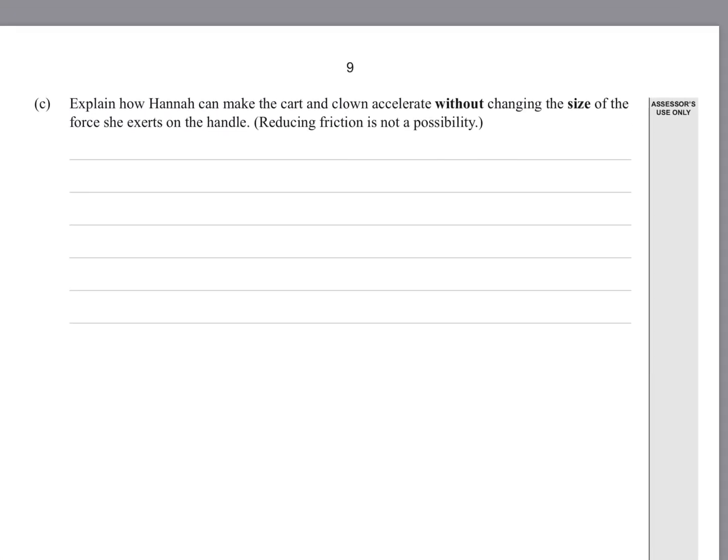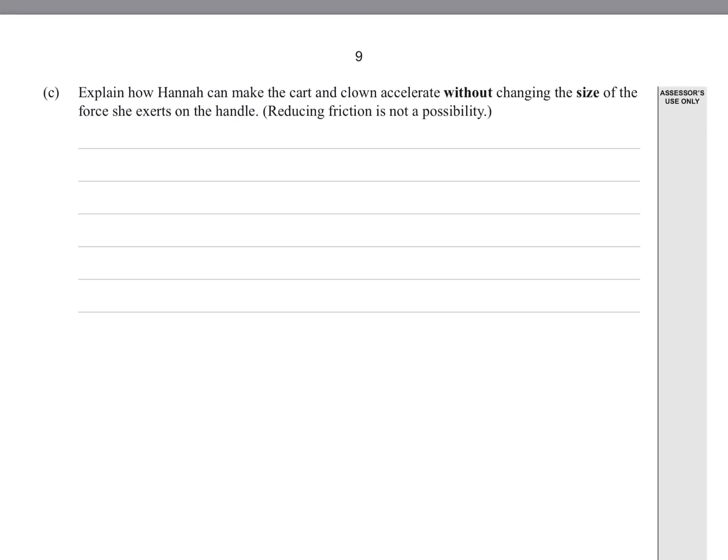Alright, moving on. Explain how Hannah can make the cart and clown accelerate without changing the size of the force she exerts on the handle. Reducing friction is not a possibility. So I don't know if you guys remember or not, but when we had that topic test during the end of term 1, we had pretty much the exact same question.